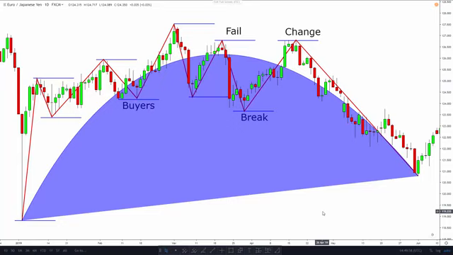Obviously, there's much more to price action reading than this, but this is a good place to start if you're not sure about how you should look at trends.